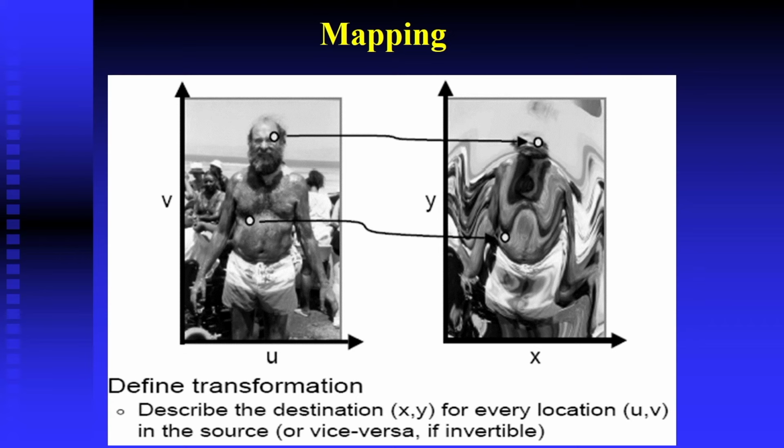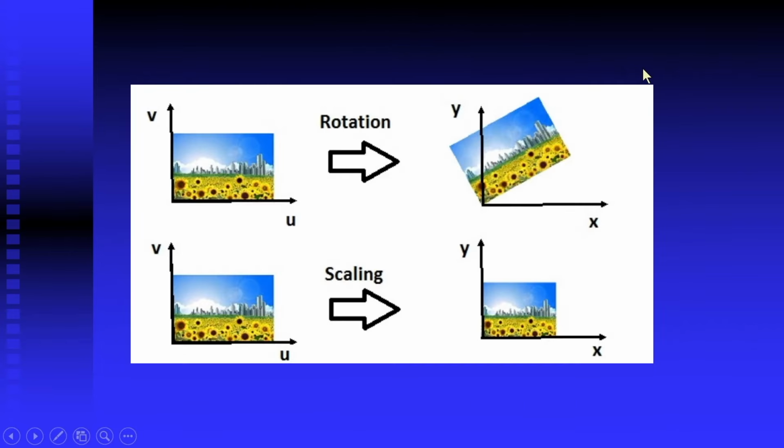This is one transformation. If you see, I am doing some mapping. This pixel is mapped to this point, this pixel is mapped to this point. So this is my input image and this is my output image. So I can do the mapping. That means I am changing the spatial coordinates. I can do rotation of an image. This is the rotation of an image. I can do the scaling of an image. That means I can change the domain of an image. I can change the spatial position of the pixels.